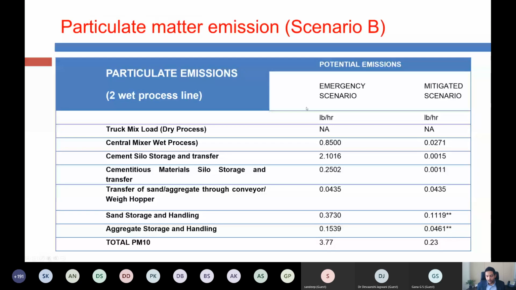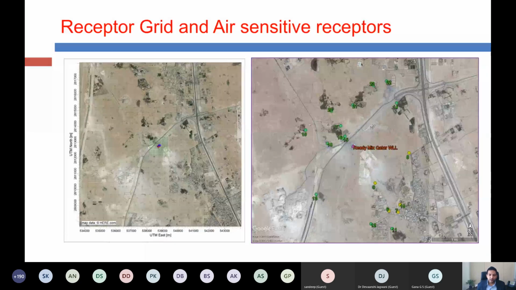After that, we looked into the possibility of what if both the lines are converted into the wet process line, from the dry process line, and we run this scenario, called scenario B, with two sub scenarios, one emergency and one mitigated, for the same sources. And after that, we wanted to define a study area, to decide how far we want to study the impact of this cement facility.